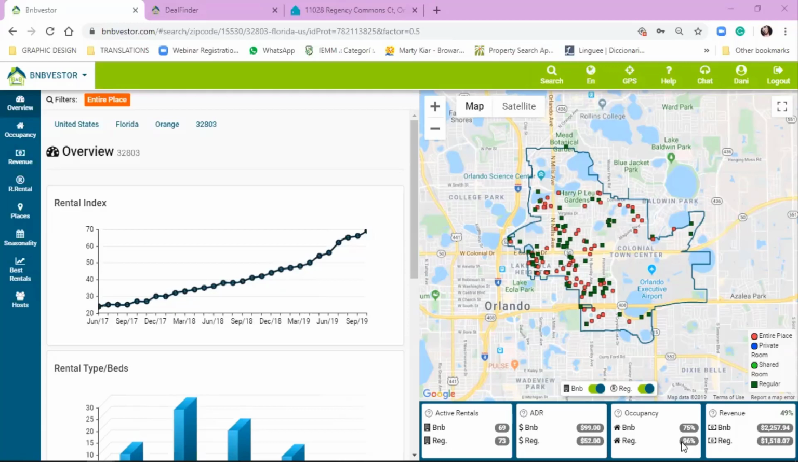Once again, this has been a fantastic group because you guys have given me fantastic examples of the areas. Because if you look at it this way, you have low active B&B listings in this area, and it also has a low average daily rate, okay? It has a sustained occupancy rate, and you can see the average daily rate of the regular rental. It has a very good additional revenue, okay?